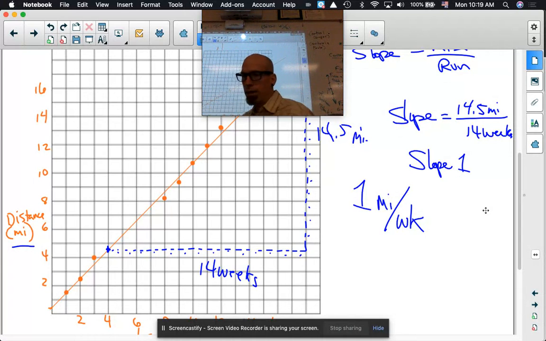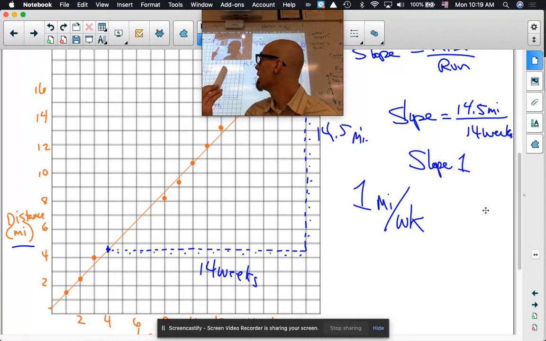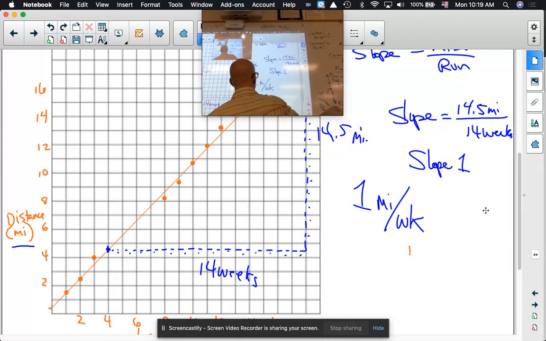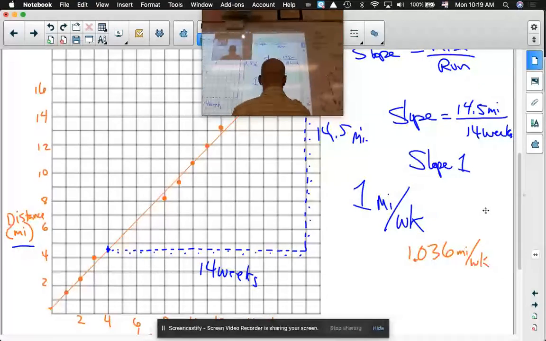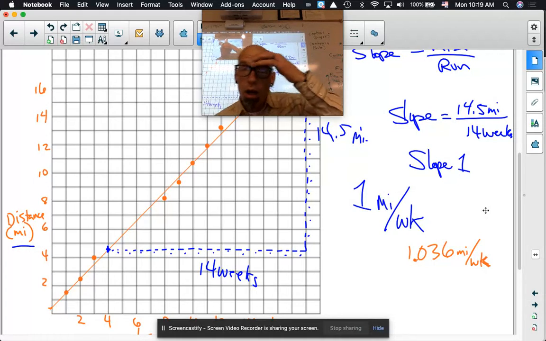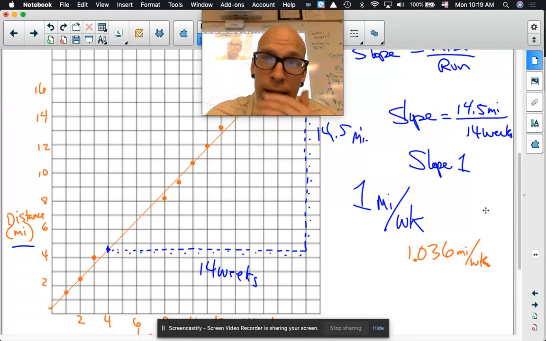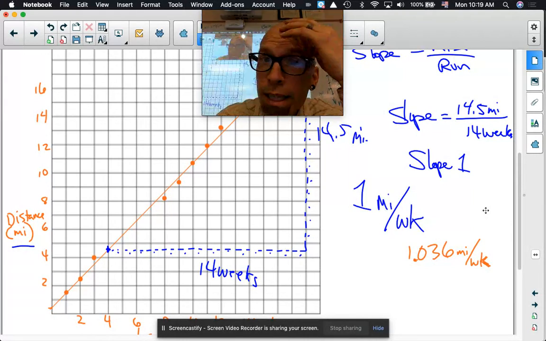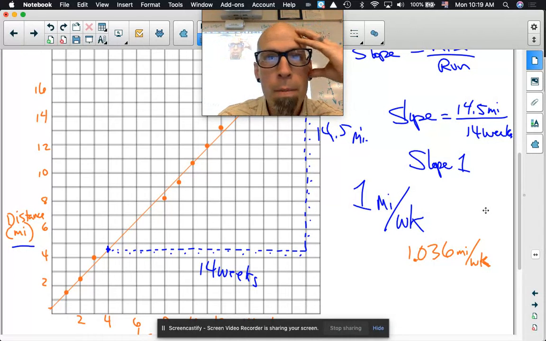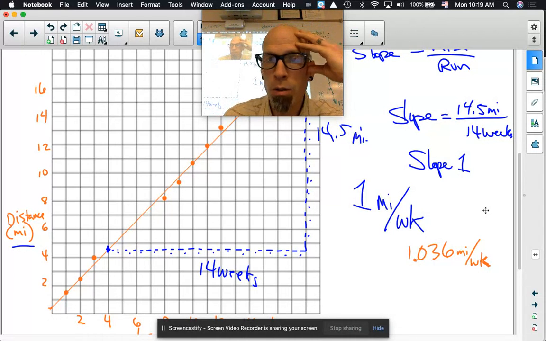I got this thing frozen on the wrong one. There we go. It's actually 1.036 miles per week. So not exactly 1, but again, pretty darn close. And so just for ease of this process, I just made it 1.